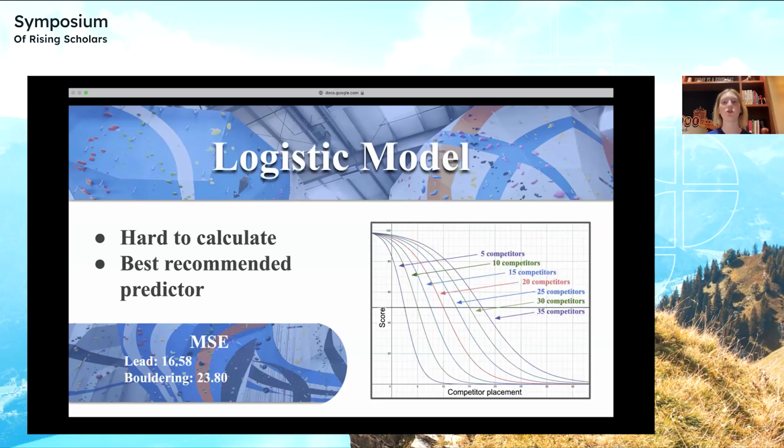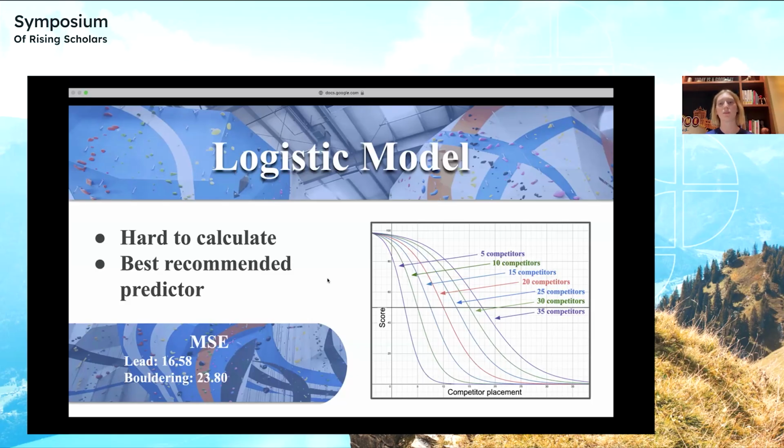Whereas in the logistic model, which is the best ranking model based on predictive accuracy out of the recommended models, you can see that there are a lot of different lines. Each line represents a different number of competitors. And the higher the line is, the higher each point on the line is, which means you're receiving more points for that placement. So coming in 10th in a competition with 15 competitors is worse than coming in 10th in a competition with 20 competitors.